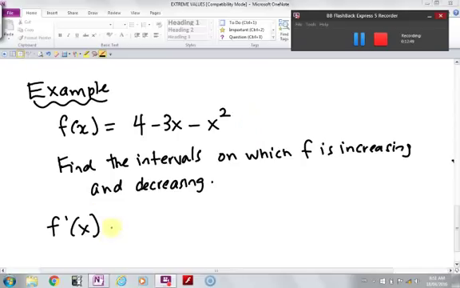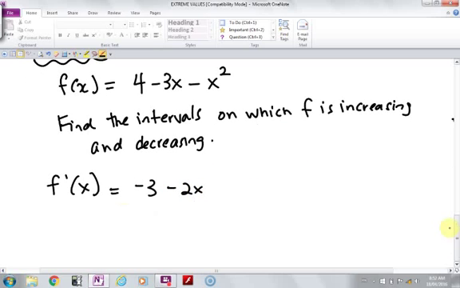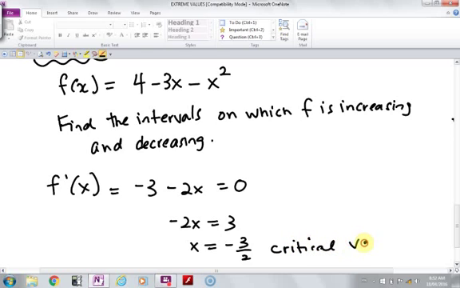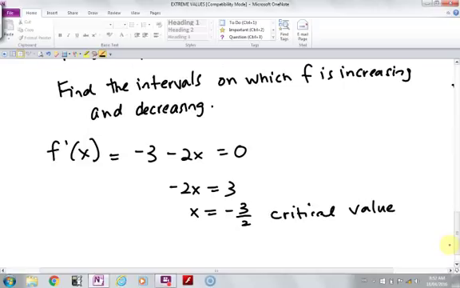So f prime of x is negative 3 minus 2x. And that equals 0 when negative 2x equals 3 or x equals negative 3 halves. So that is a critical value. Okay. So now the question is the function changing slope on either side of that critical value? Is the first derivative changing sign on either side of that critical value?